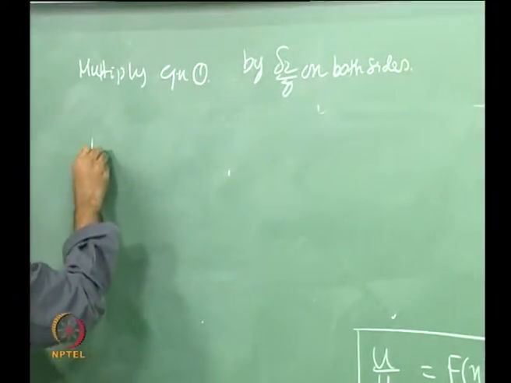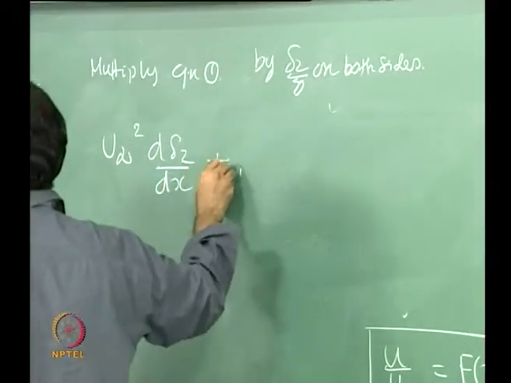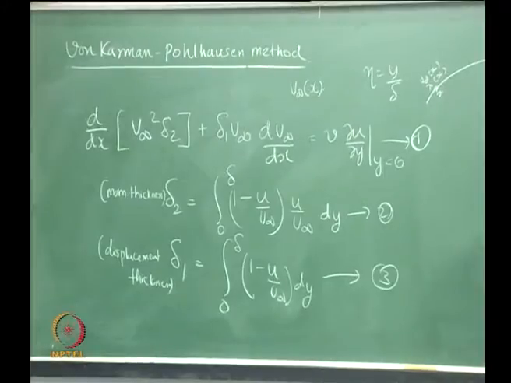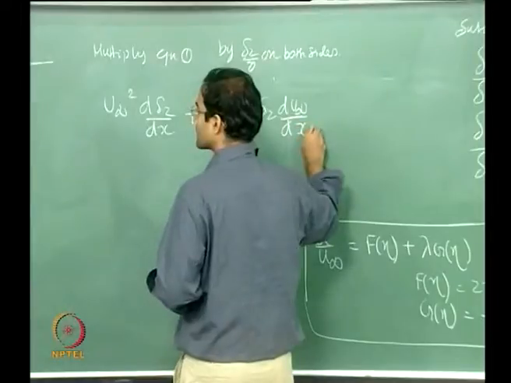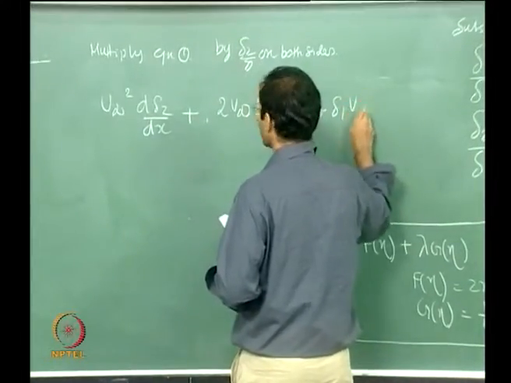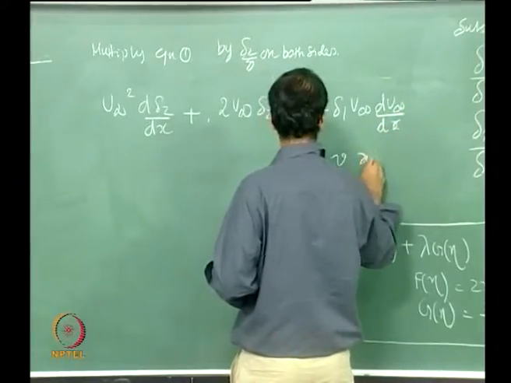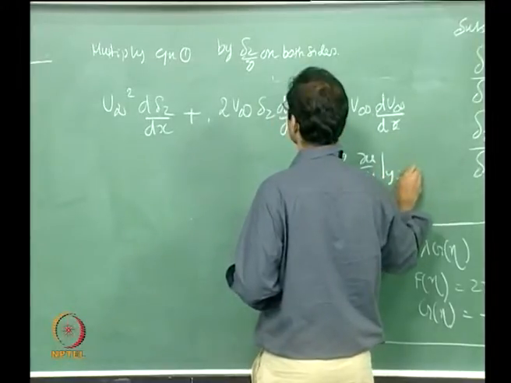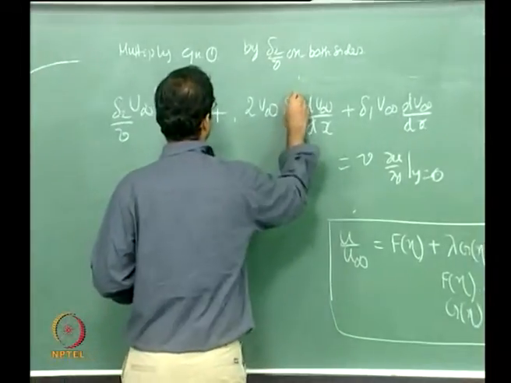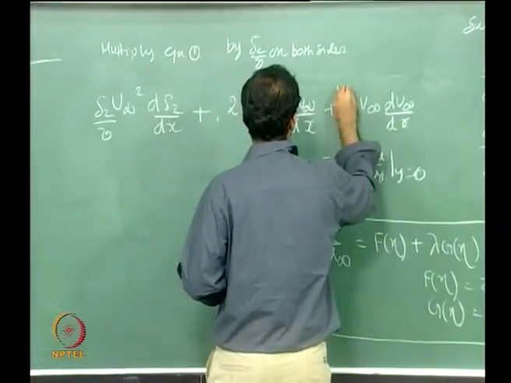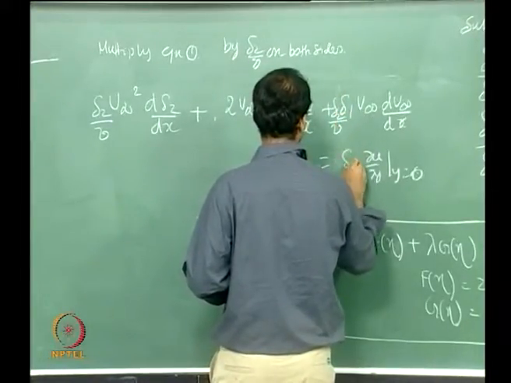So this term can be split as u infinity square d delta 2 by dx, plus 2 u infinity into delta 2 du infinity by dx, plus delta 1 u infinity du infinity by dx is equal to, so if you multiply delta 2 by nu, this will become simply delta 2.